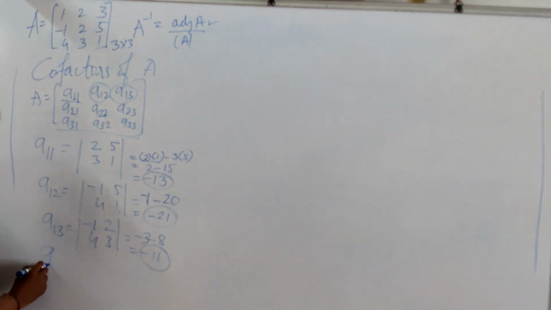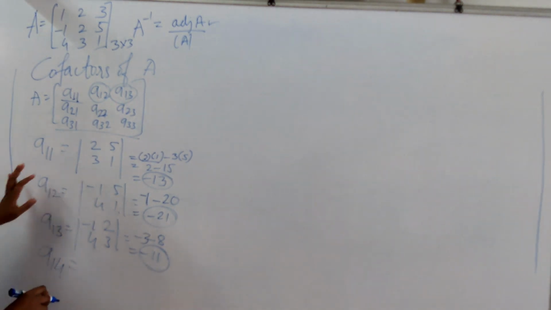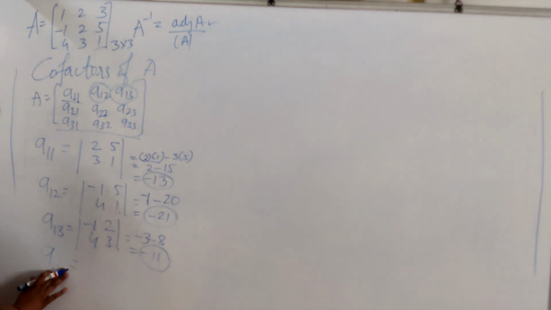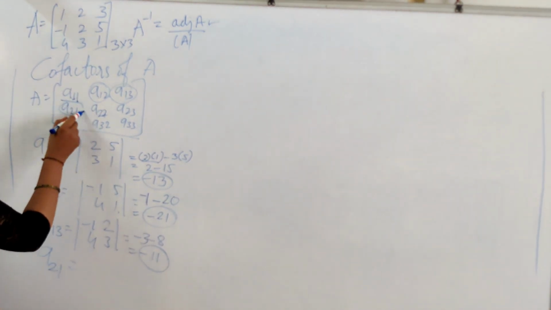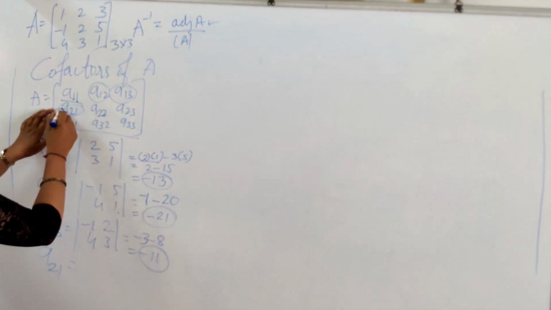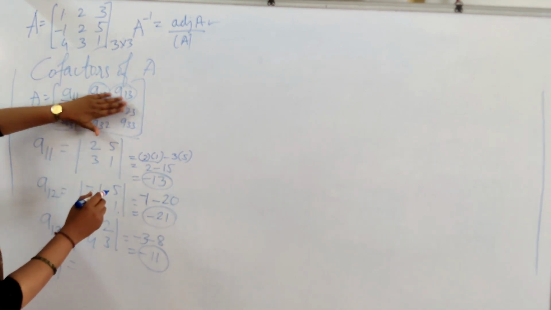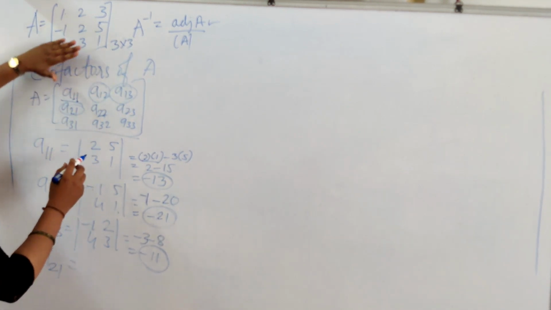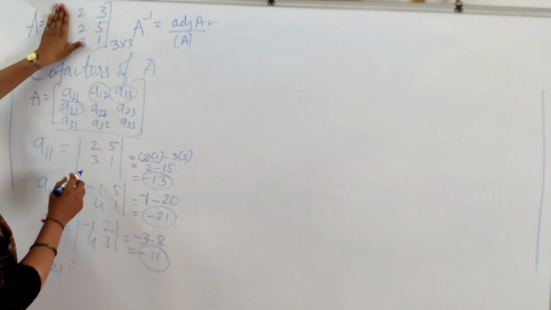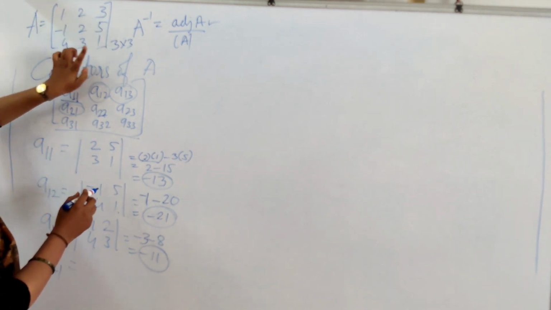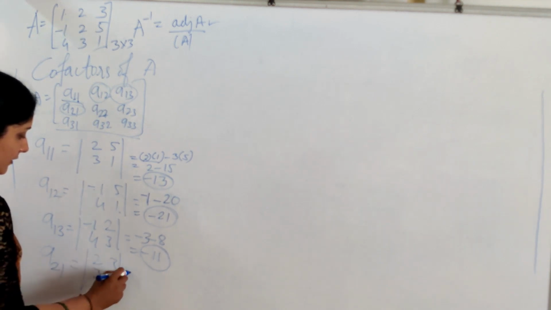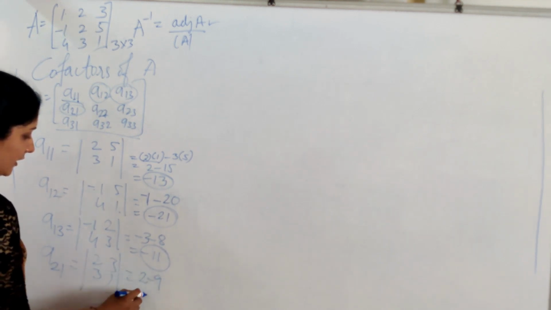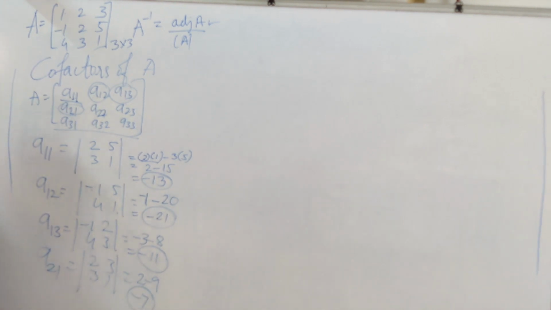Next, A21, that is this one. So here you have to leave this row and this column. What is left? 2, 3, 3, 1. So it is 2 minus 9 and that is minus 7.